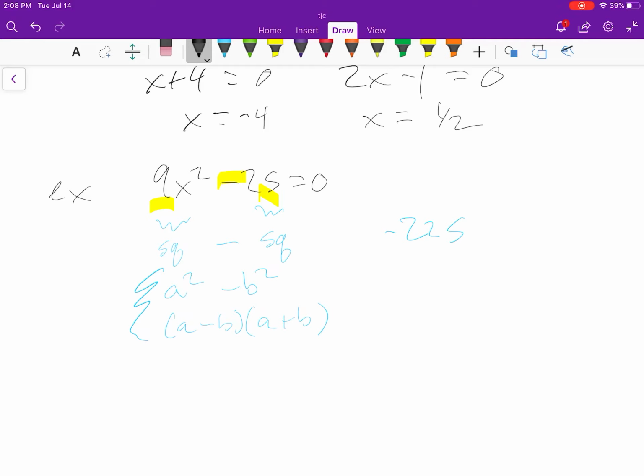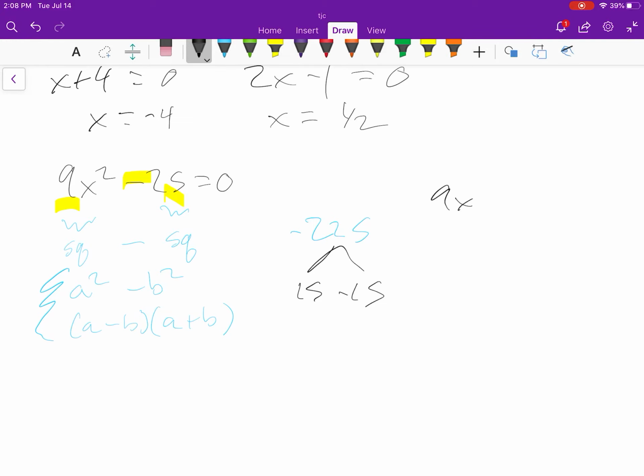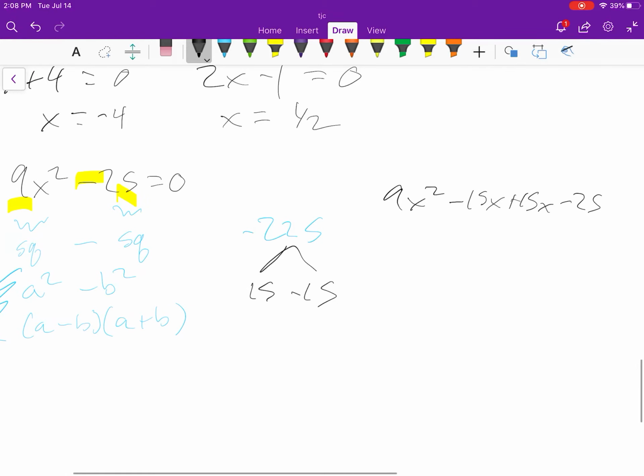And we'll go ahead and use this. It's easier than trying to find the two factors. Well, they're going to be 15. 15 times 15 is going to equal 225, and when you subtract them you get 0. So you could do it this way if you want. I'll do it over here. So replace this with negative 15x plus 15x minus 25, right?